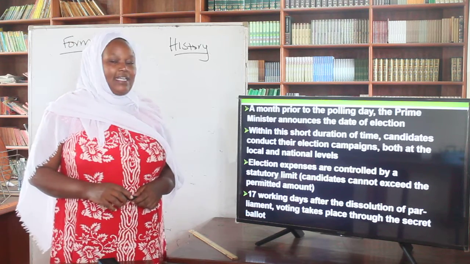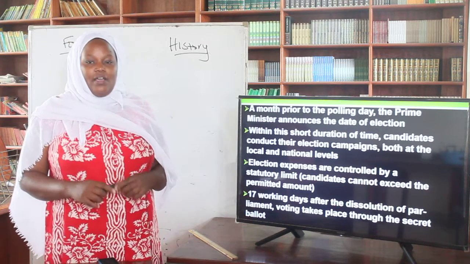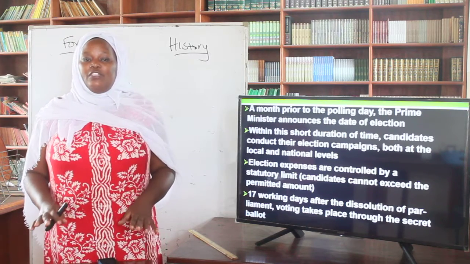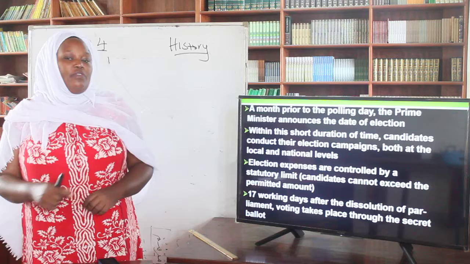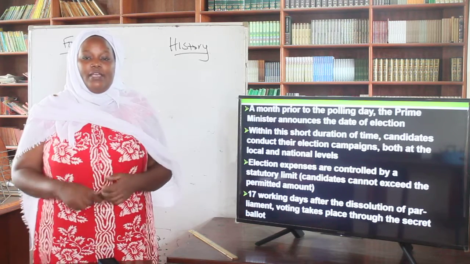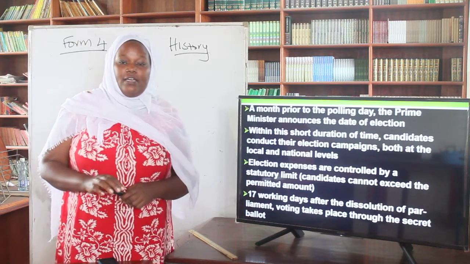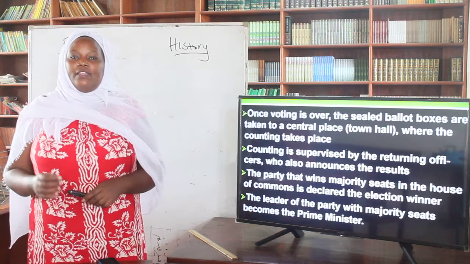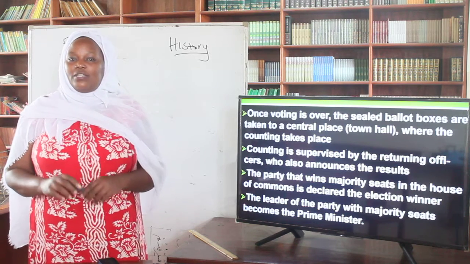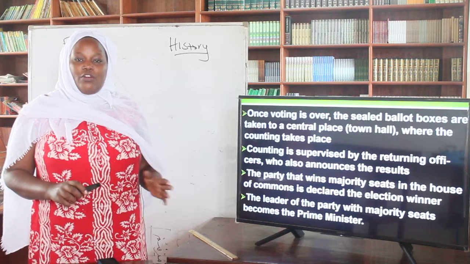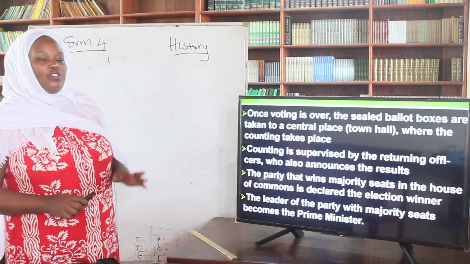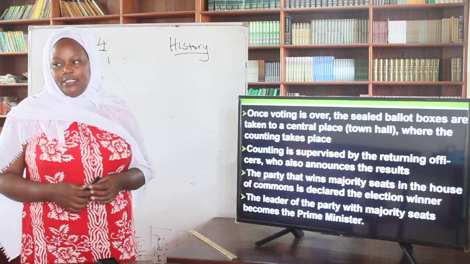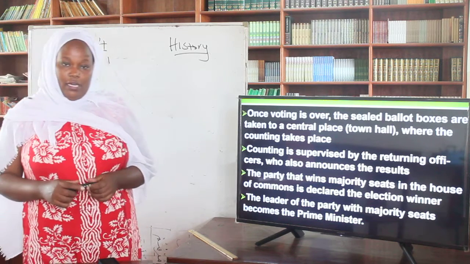through what we call the secret ballot, just like here in Kenya, where we conduct our election through the secret ballot. So the parliament is dissolved 17 days before the elections are normally held. And elections there are done through the secret ballot. So once the voting is over, the sealed ballot boxes are taken to a central place. We call them the town halls, where the counting normally takes place. They do it in an open manner, such that you cannot say that your vote was stolen.